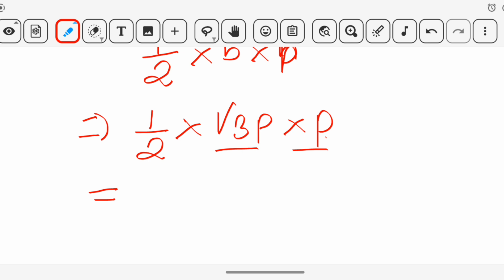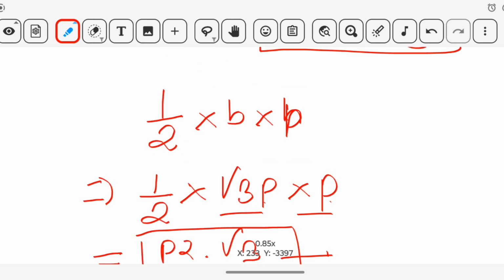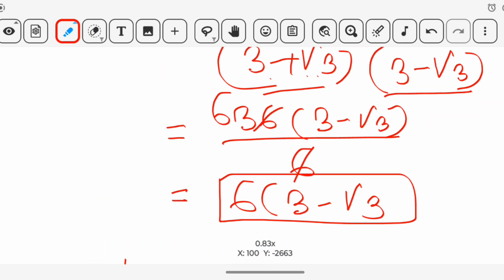That equals P and root 3P, that is P square. So it will be P square multiplied by root 3 by 2. So the area is P square multiplied by root 3 by 2. So we know the value of P. Yes, this is the value of P.